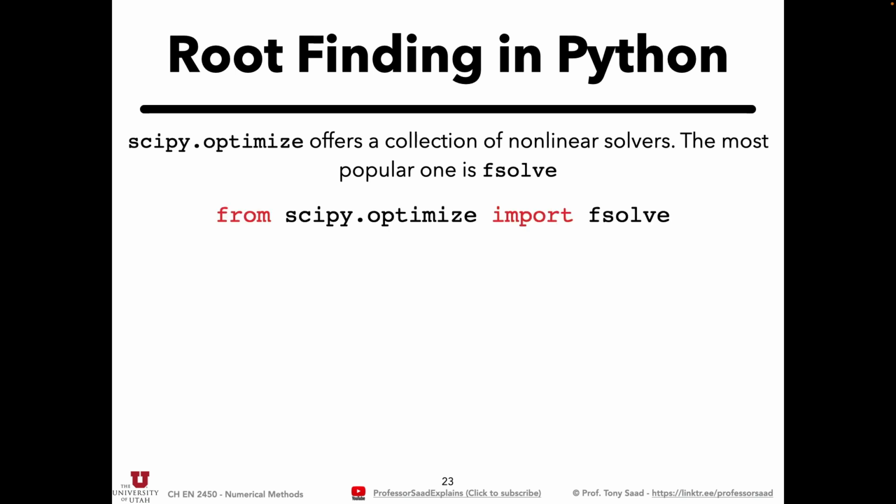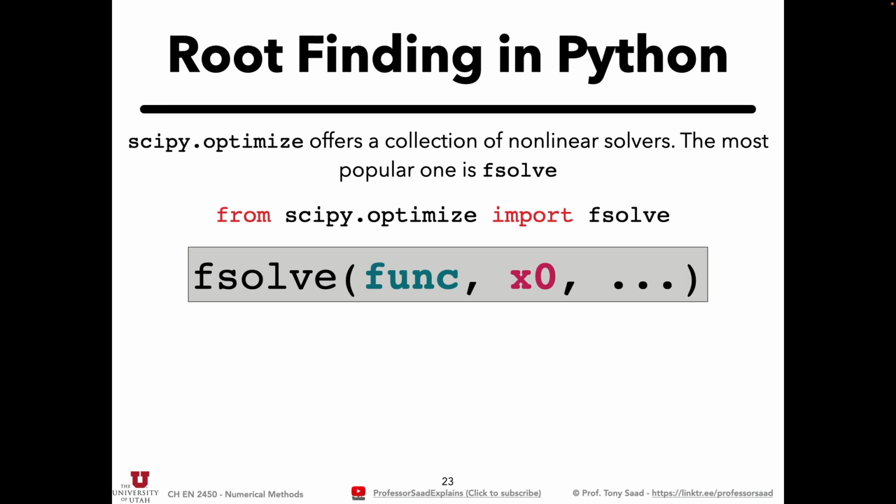And the way you work with this is from scipy.optimize, you import fsolve. Okay, so now you have access directly to fsolve. Now, how does fsolve operate? It looks like this. You need a minimum of 2 arguments for fsolve: your residual function and an initial guess. Okay? Everything else is optional.